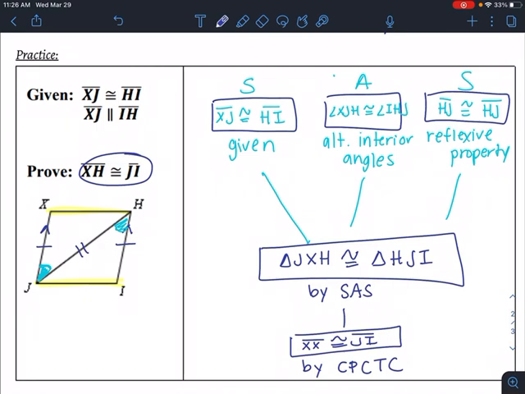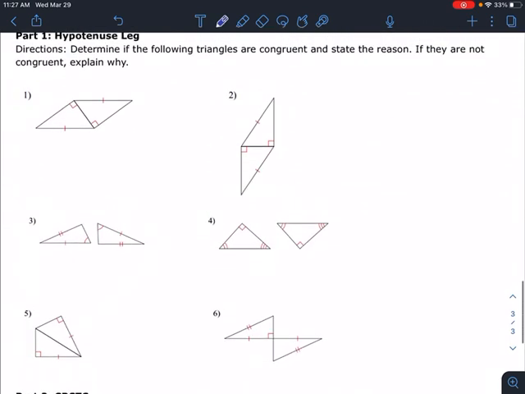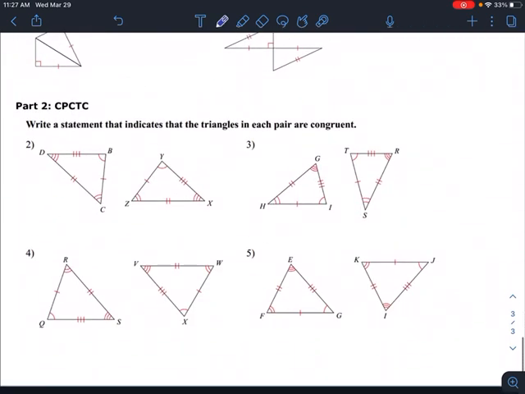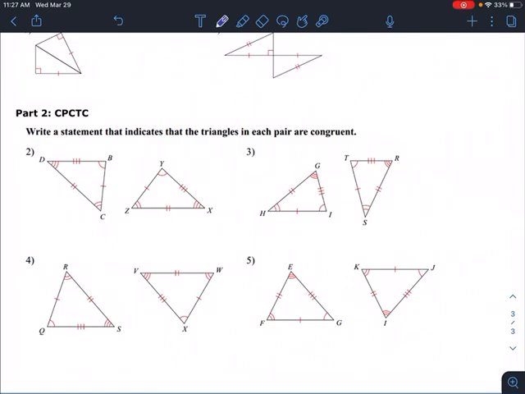If you need to watch this video again, please do so. It's the same concept in that you are using the theorems you've been working on over the last few weeks to prove triangle congruency. If you have any questions, please feel free to email me. Once you're done, go ahead and work on these practice problems. Make sure you read the directions, and if you need any help, please feel free to reach out. Thank you.